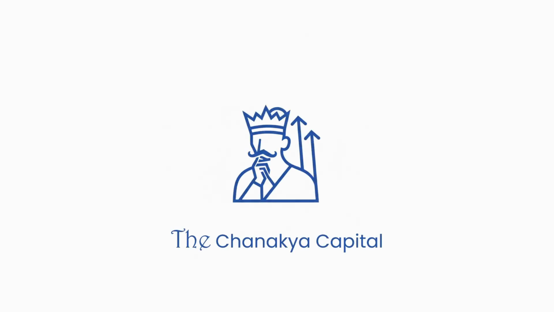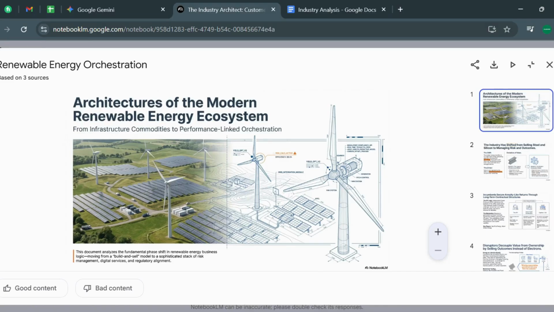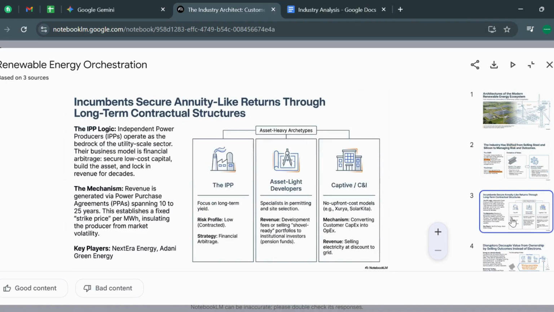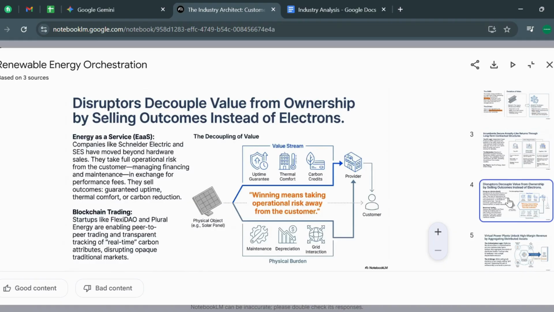Today we're going to be discussing industry analysis. It will look like this, and I guess if you're presenting your industry analysis in this format, your seniors or maybe your investor will be very happy with this kind of presentation.